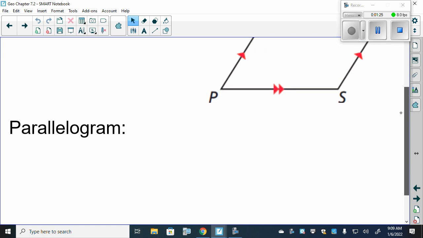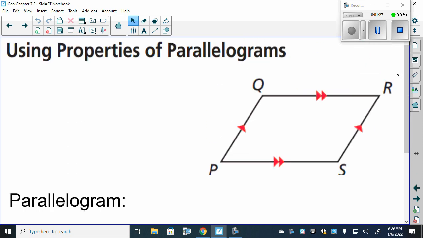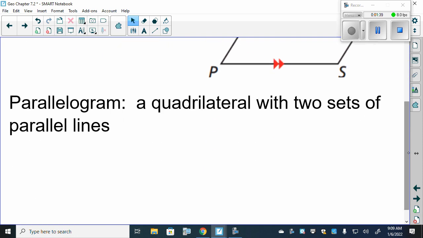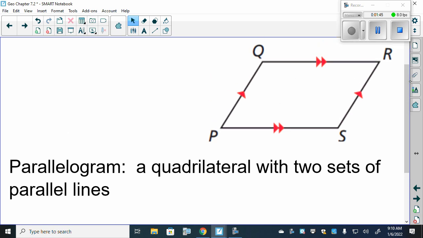Now, a parallelogram, because y'all know the definition because y'all looked it up the other day, is a four-sided figure with two sets of parallel lines. It's a quadrilateral with two sets of parallel lines. That defines our parallelogram. So any quadrilateral with two sets of parallel lines will be called a parallelogram.